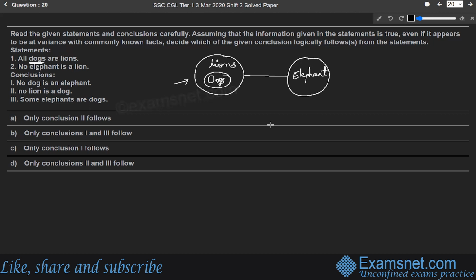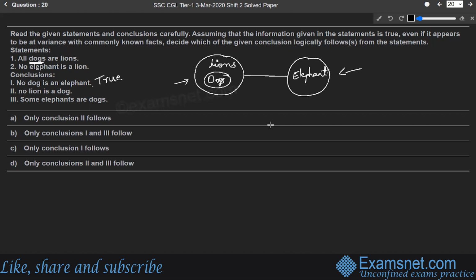Now let us have a look towards the conclusions. According to this Venn diagram, we have to identify whether the conclusion follows or does not follow. First conclusion is no dog is an elephant. We can see that all the dogs are lions and each and every dog is present in lions. So no dog is an elephant. Elephant is a separate animal here. So the first conclusion is true.